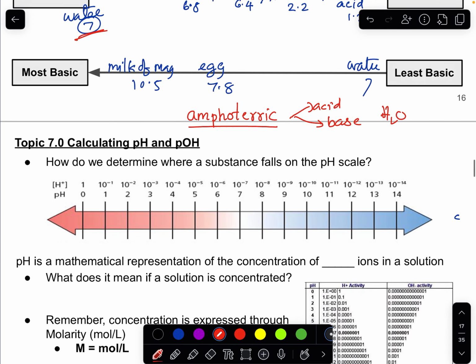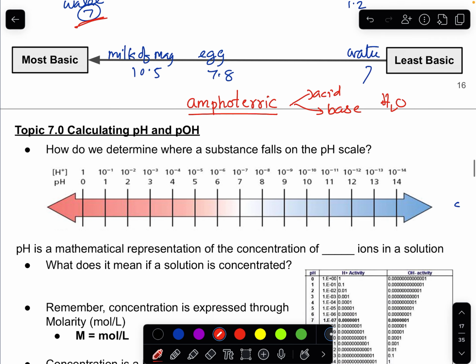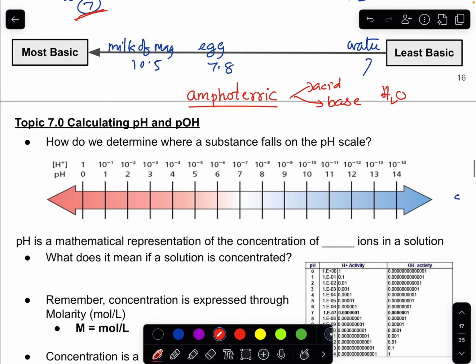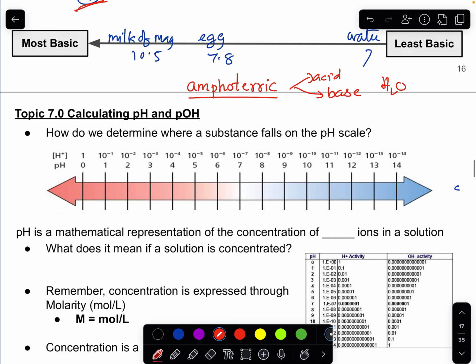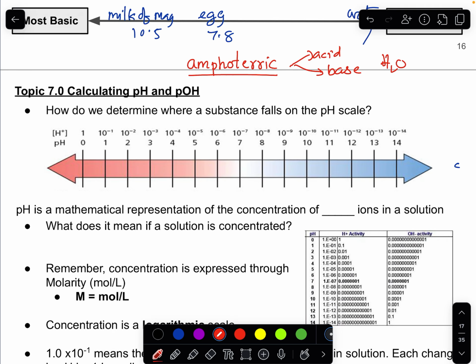Okay, so now, good? Okay, so now calculate again. The scale is repeated. Again, the same thing. You can see H plus ions are decreasing, so pH is increasing. So this side is highly acidic, and this side is less acidic.